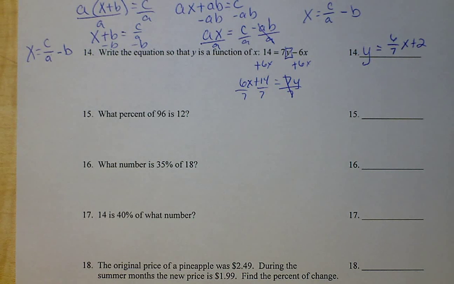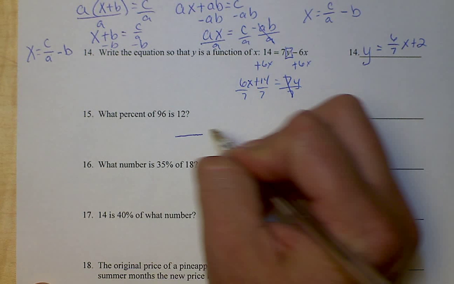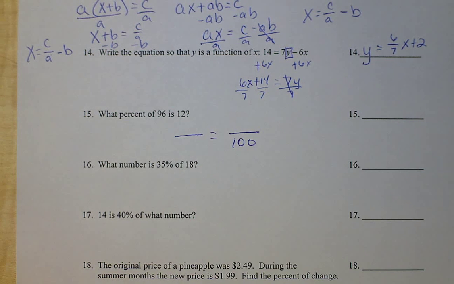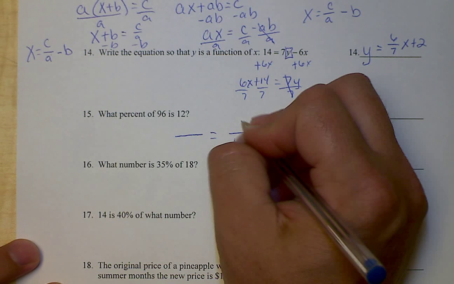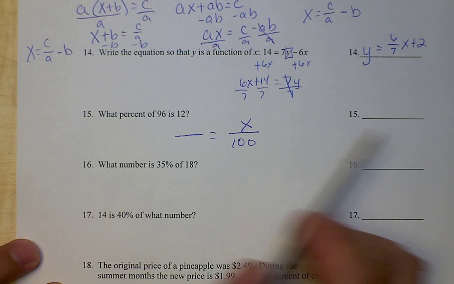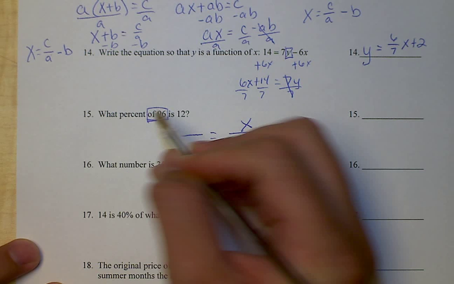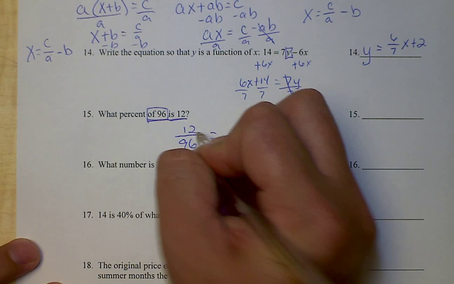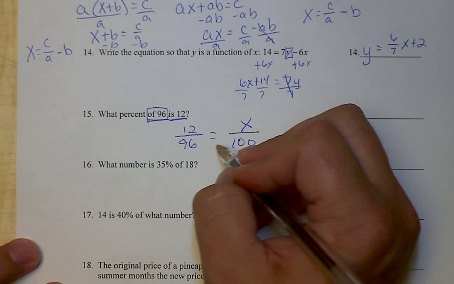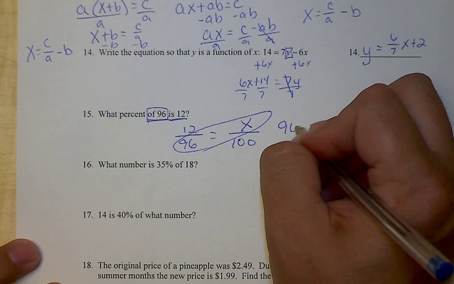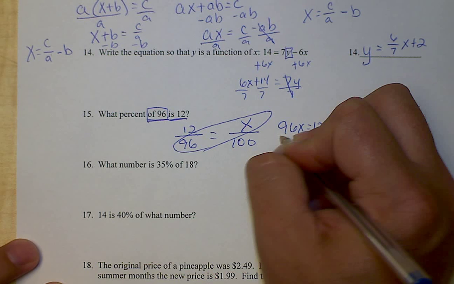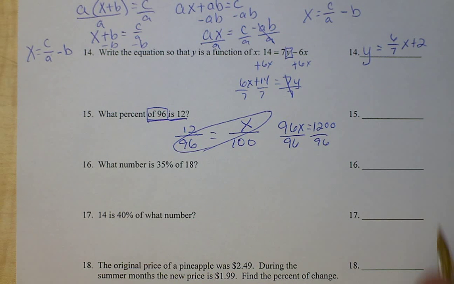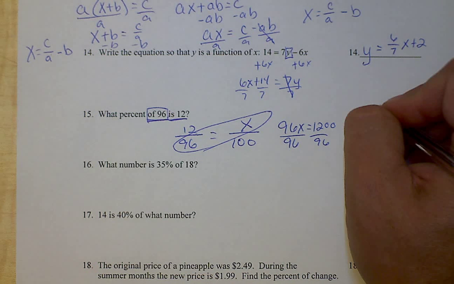Alright, 15 is a is over of problem. So I always know 100 goes there. This says what percent, so I know that is going to be my x. Of is 96. Is 12. Then I'm going to cross multiply. 96x equals 1200, and then divide each side by 96. 1200 divided by 96 is 12.5%.